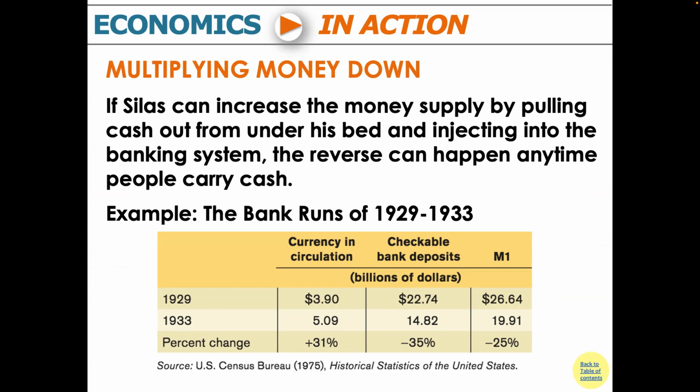Why is there more cash in people's hands? They took it out, exactly. That's exactly what happened. They went to the bank and figured the safest place is my house. When they took it out from the bank, and now you can look at it here, checkable bank deposits decreased, right? And overall M1 decreased.